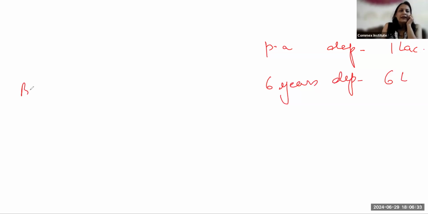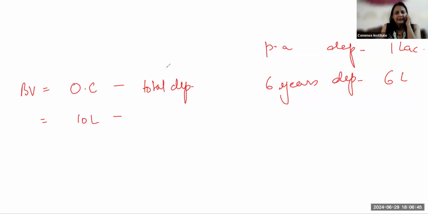Now, my book value formula is original cost of the car minus total depreciation. So the original cost was 10 lakh rupees and I used it for 6 years, so I'll take 6 years of depreciation, which is 6 lakh rupees. Every year I depreciate my car by 1 lakh. According to me, the value of the car goes 1 lakh down every year. So at the end of the 6th year, the book value of my car is 4 lakhs. This is in my books, I feel it is 4 lakh. My book value is 4 lakh.